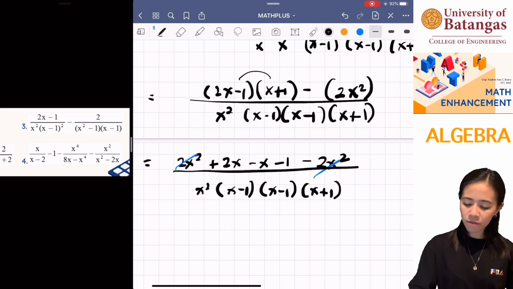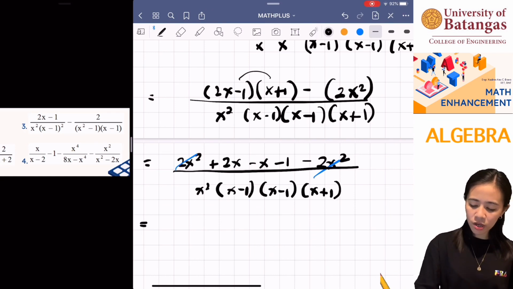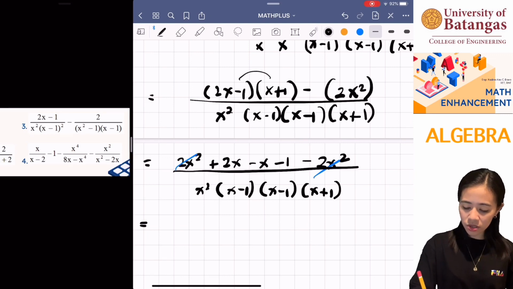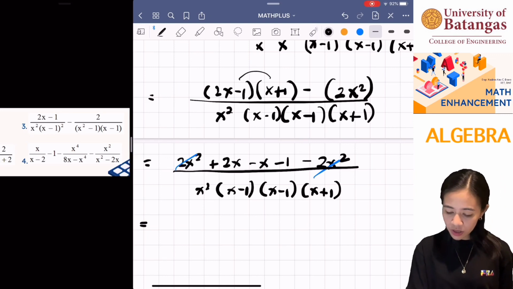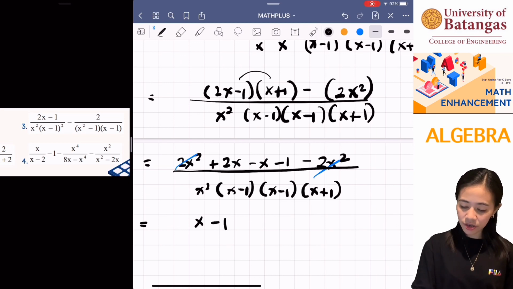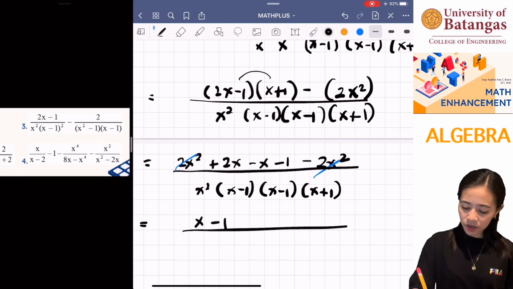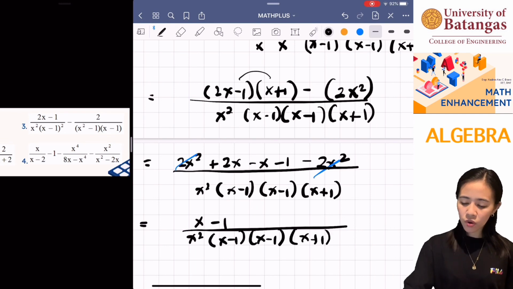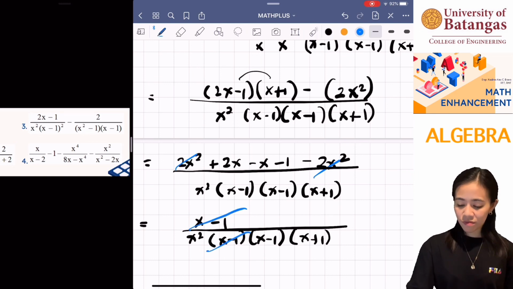x plus 1. Okay, if we simplify the numerator, that will lead to an x minus 1, okay, all over x squared times x minus 1 times x minus 1 times x plus 1, which shows that we can cancel this, diba?